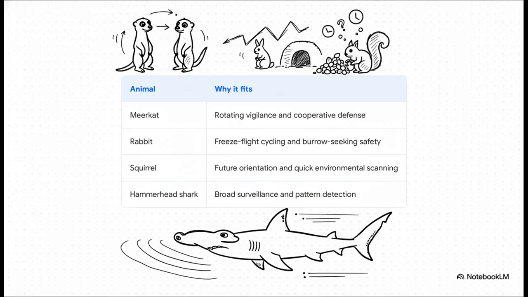You've got the meerkat. It's not just about being on watch. It's that cooperative, rotating vigilance you see in a group. Then there's the rabbit, which perfectly shows that freeze-then-bolt cycle, that dash for safety. The squirrel, that's all about future-oriented anxiety, right? The constant gathering and preparing. And the hammerhead. I love this one. It's that broad, sweeping surveillance, always scanning for patterns in the chaos. Each one gives us a different lens on what it feels like to be anxious.